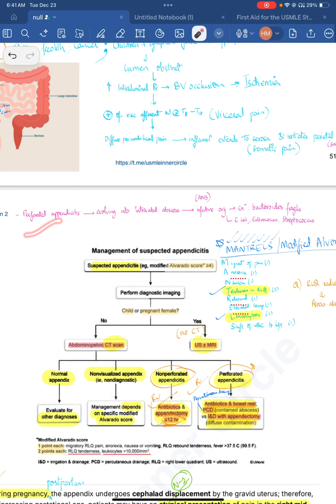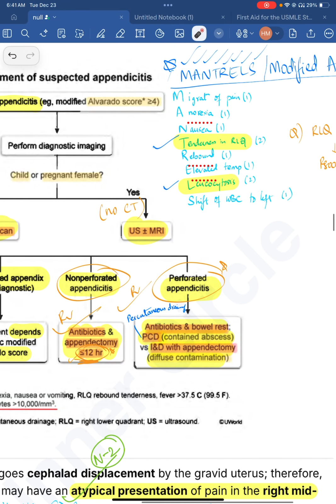Perforated appendicitis evolving into intra-abdominal abscess. The infective organisms here are gram-negative bacteria: Bacteroides fragilis, E. coli, Enterococcus, Streptococcus. All of these are usually present in the gut, so all of these can cause the intra-abdominal abscess when the appendix is perforated. That's why we are saying perforated appendicitis means it might cause abscess. So first check if the abscess is contained. If it's contained, then do percutaneous drainage. But if there is diffuse contamination, incision and drainage and appendectomy.